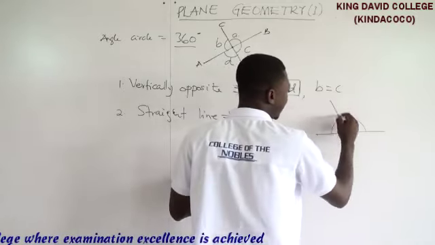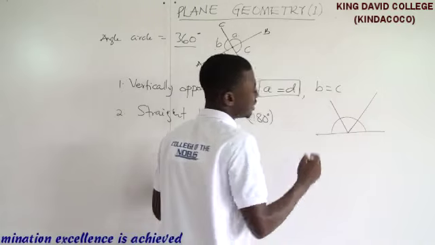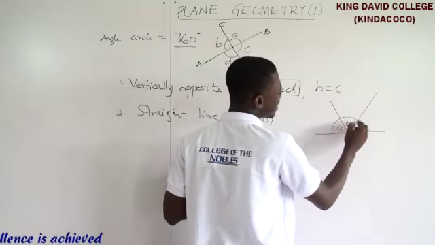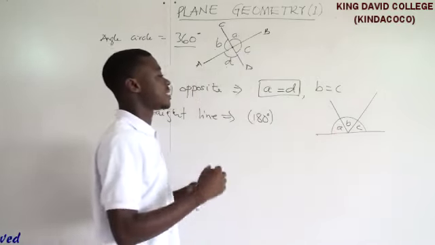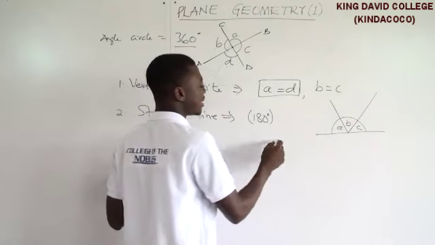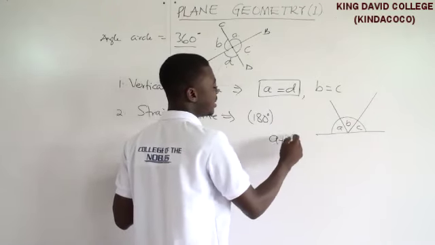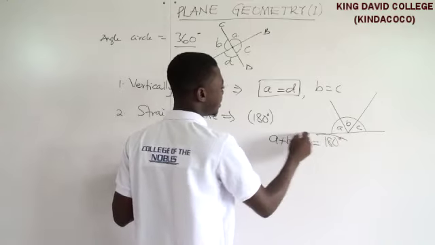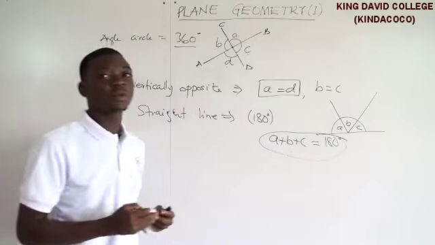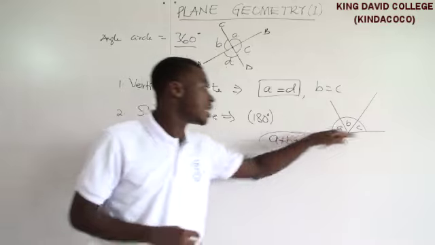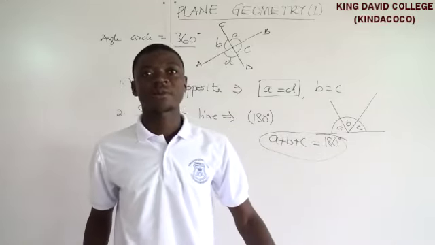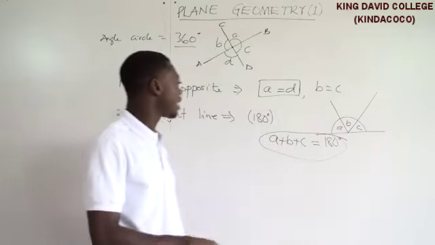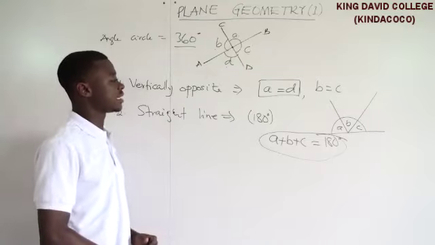For instance, if I divide it like this into angles, say A, B, C, then what we are trying to say is that angle A plus angle B plus angle C should be equal to 180 degrees, because they are all formed on a straight line.